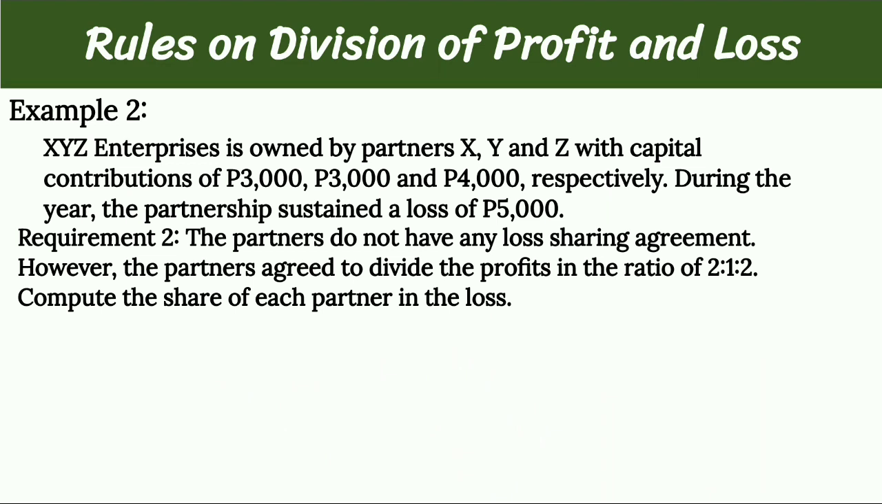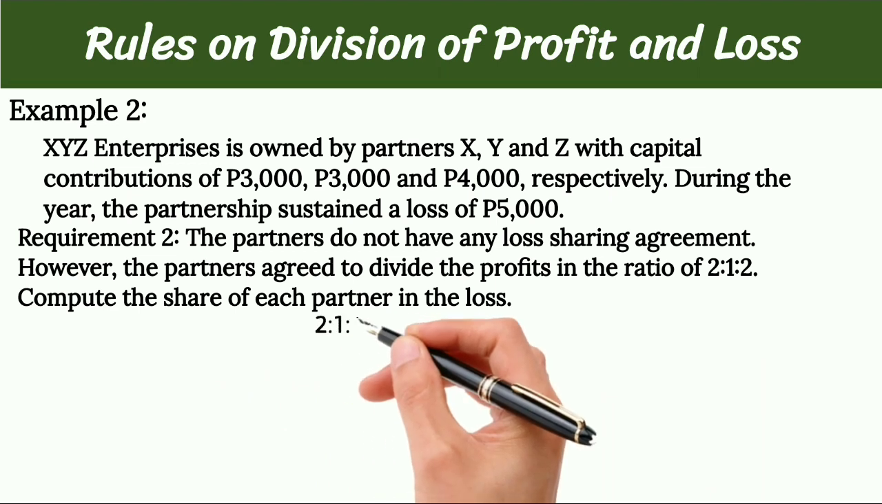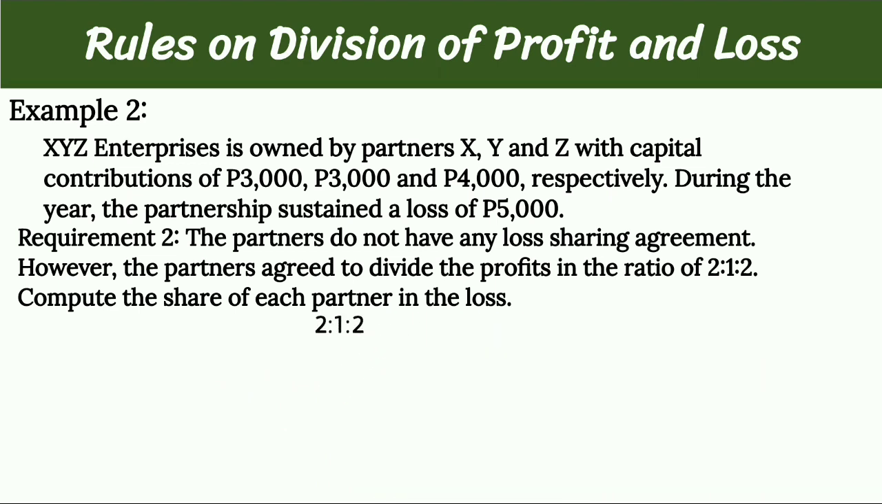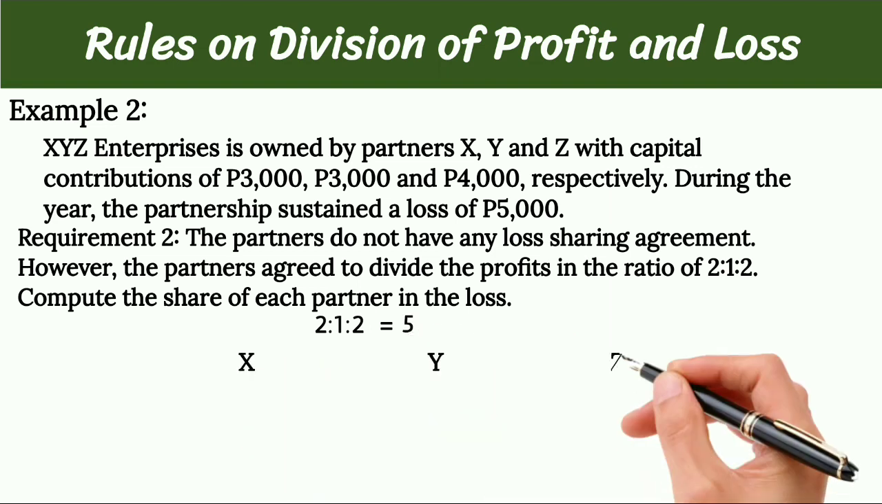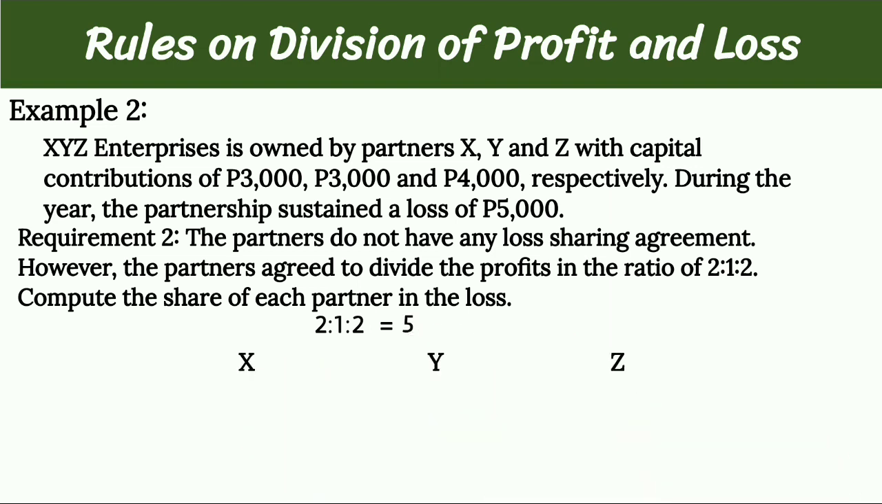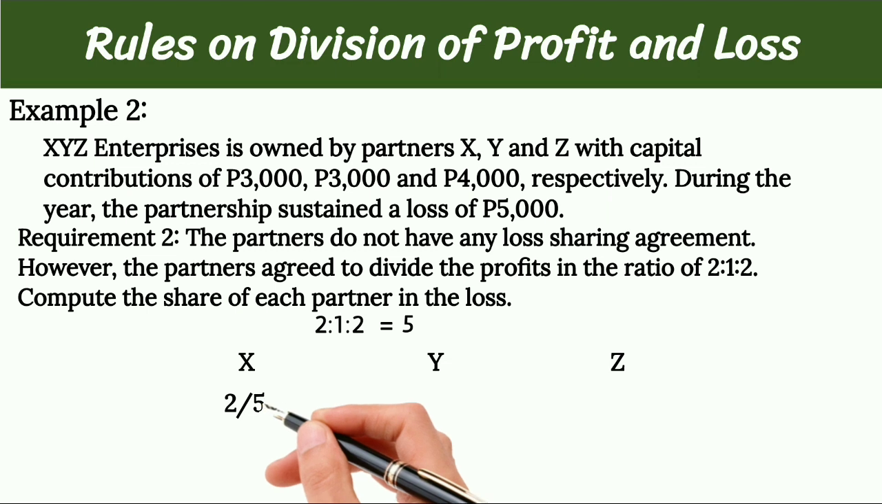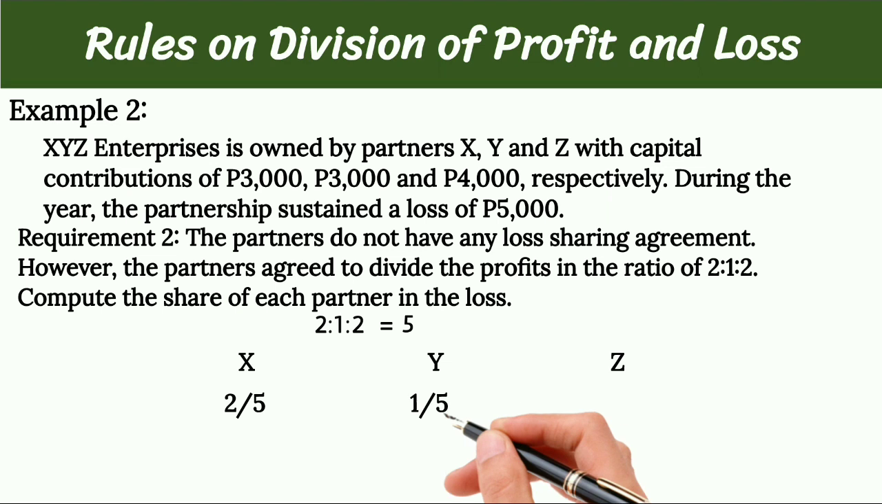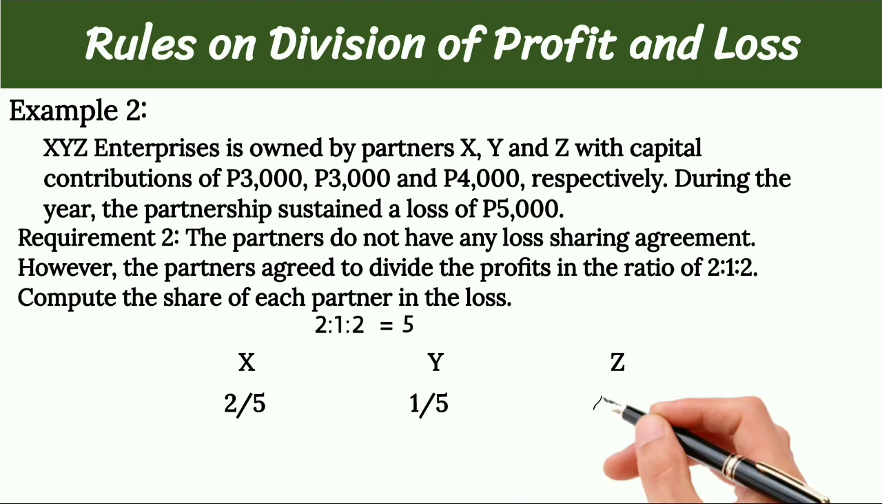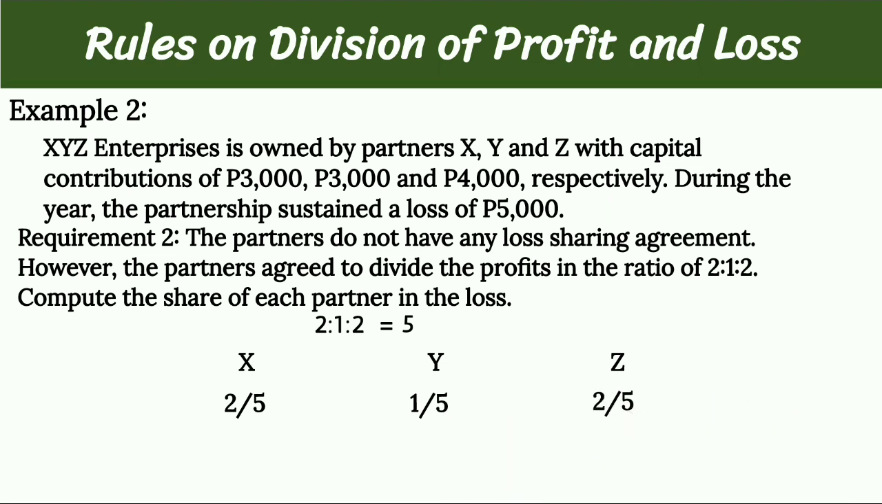Ang profit sharing ratio ay 2 to 1 to 2. 2 plus 1 plus 2, that is equal to 5. Yang 5, yan ay magiging denominator. So, ang share ni X sa 5,000 pesos ay 2 over 5. Ang share ni Y sa 5,000 pesos ay 1 over 5. At ang share ni Z sa 5,000 pesos ay 2 over 5.